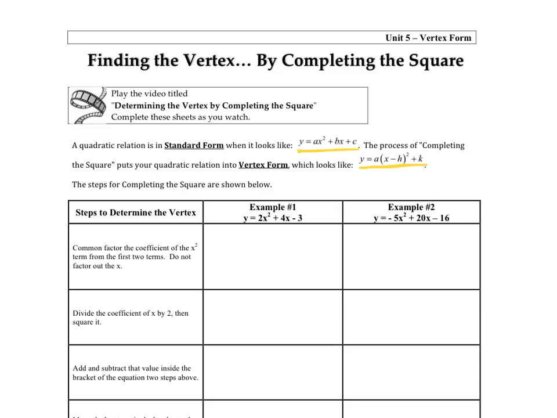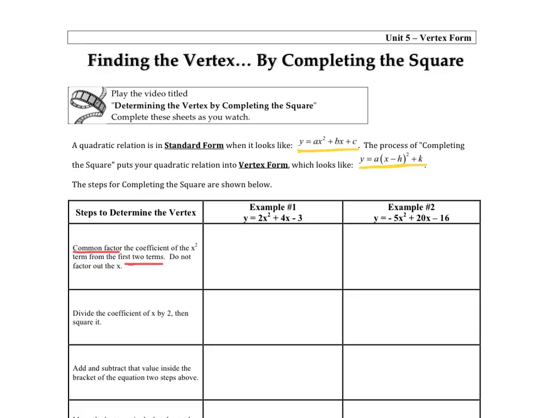Pretty much the basis of completing the square is trying to create a perfect square trinomial in your quadratic to factor later on. My first step is to common factor the coefficient of the x squared term from the first two terms only. So, common factor from the first two terms.